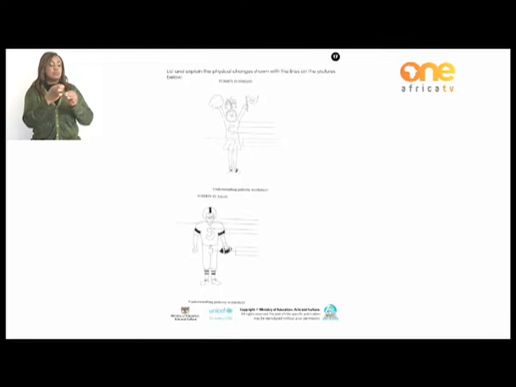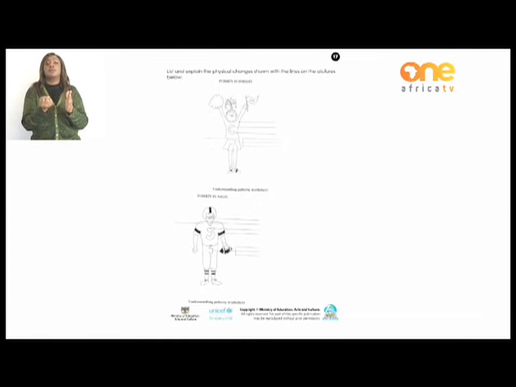So the first picture there is showing you puberty in females, or in girls. Now, when you look at that girl, there are lines drawn on her. And these lines are showing you the different changes that happen on each and every part of the body where the line is drawn. All that you need to do is go back to your notes. You can also make use of your textbook that you are using at your school, and then you try to see what that change is, and then you just write it down.